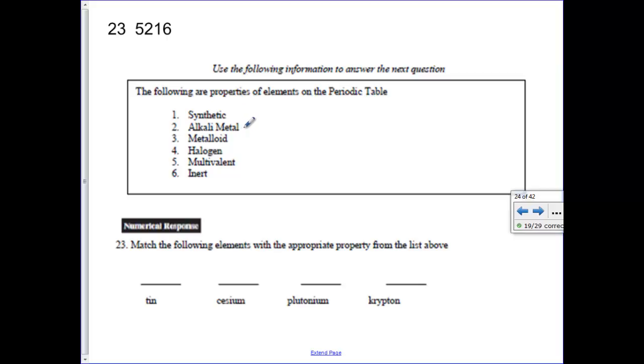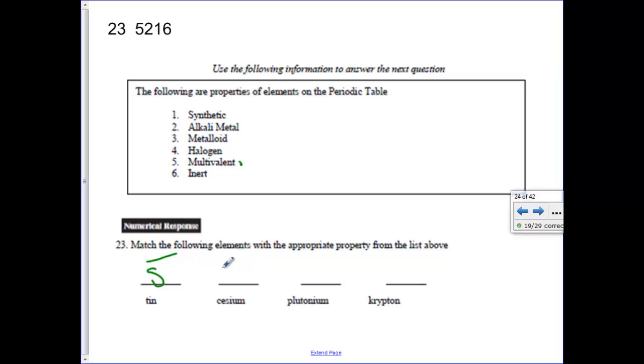It's also not an alkali metal because it's not in the first group. It's not a metalloid because it's not actually one of the ones exactly on the staircase, although it's close. But it is multivalent because multivalent means there's more than one charge. So tin, the only one that fits on here is 5 for tin.